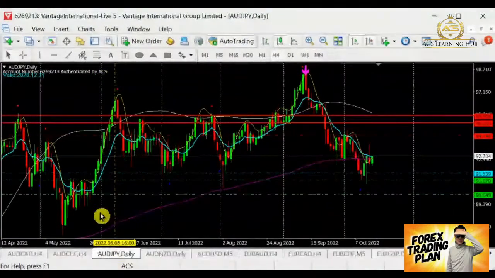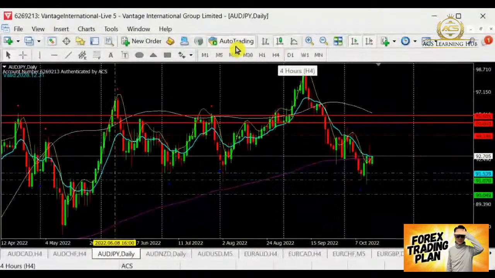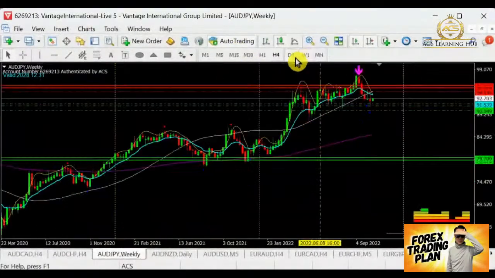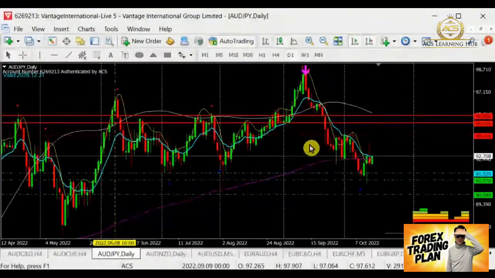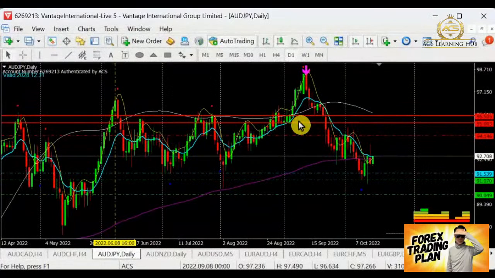Now Aussie yen. Aussie yen has experienced the support level over here since last week, and once the market opened, it bounced back. So today we have a retracement on the Aussie yen. Tentatively, the resistance has no change, not much change. However, a resistance has been created.